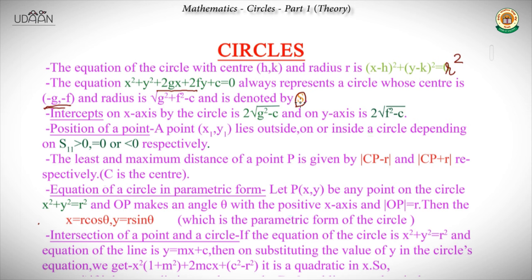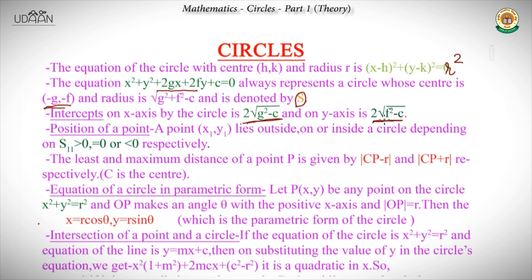Now, if the circle intersects the x-axis at two different points, the x-intercept is given by 2 root of g square minus c and the y-intercept by 2 root of f square minus c. You might then ask what happens if it does not intersect the x-axis? The g square minus c will be negative. So we'll take the intercept as 0.